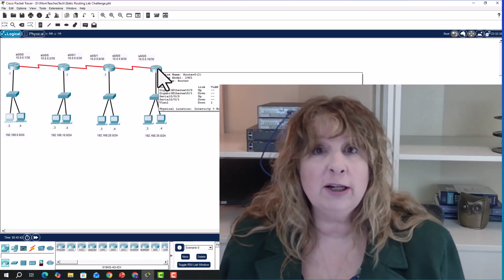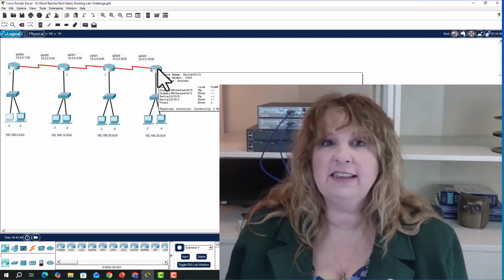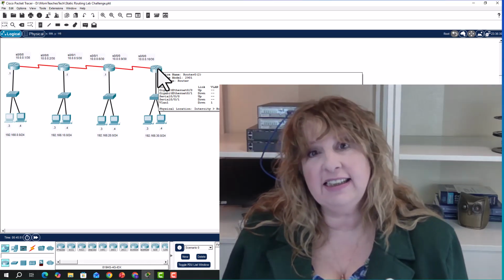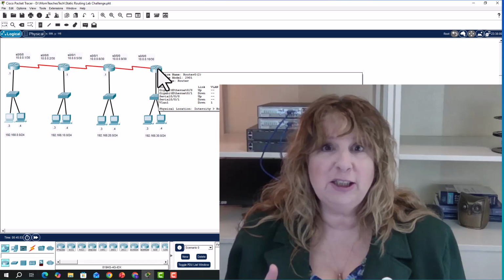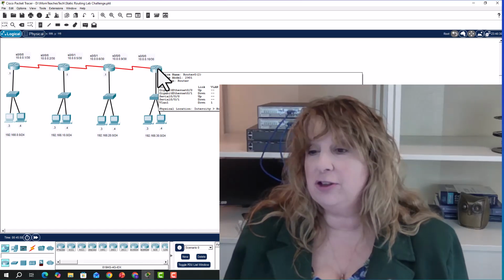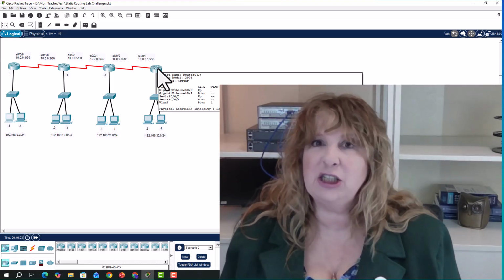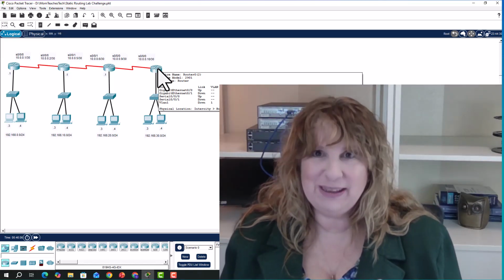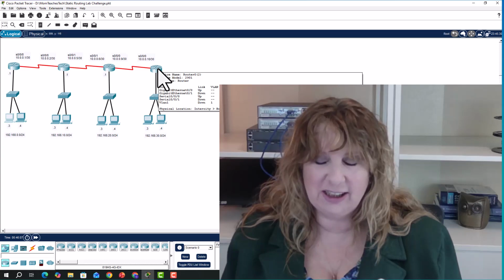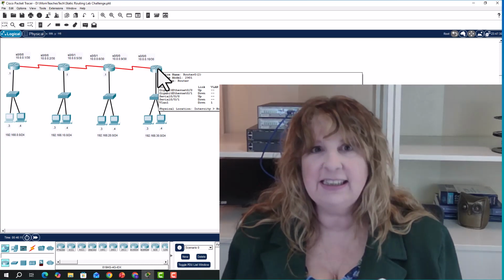Okay, so right here on the right, let's use a different method. This time we're going to use exit interface. Exit interface is going to look like it's easiest, but there are some situations where you should not use exit interface only. It would be safest to use the combination of the next hop and the exit interface.